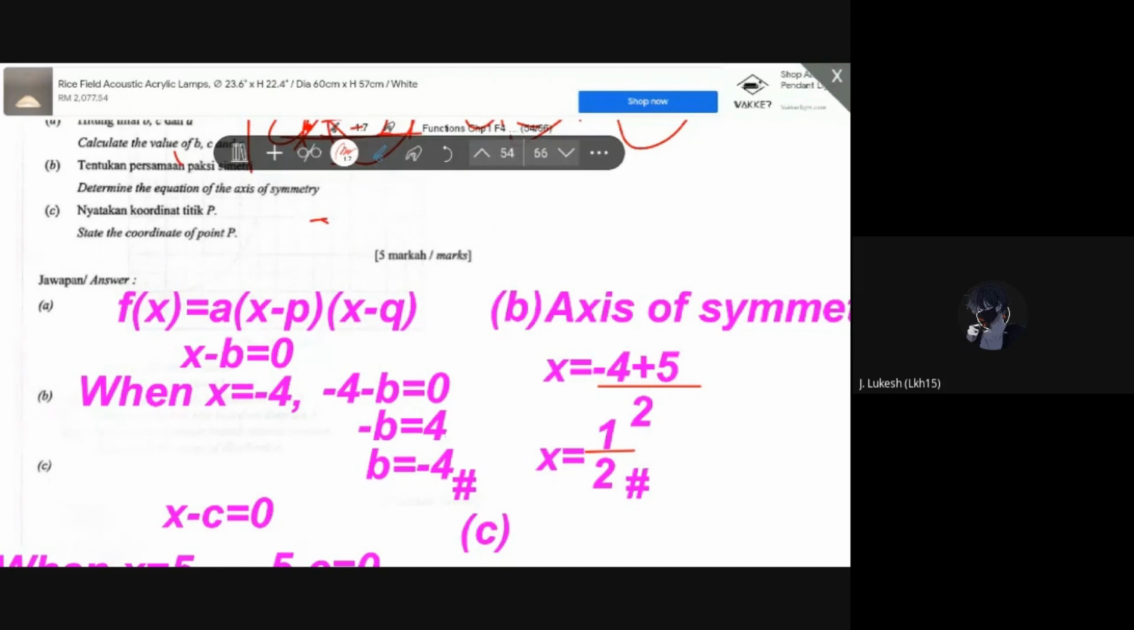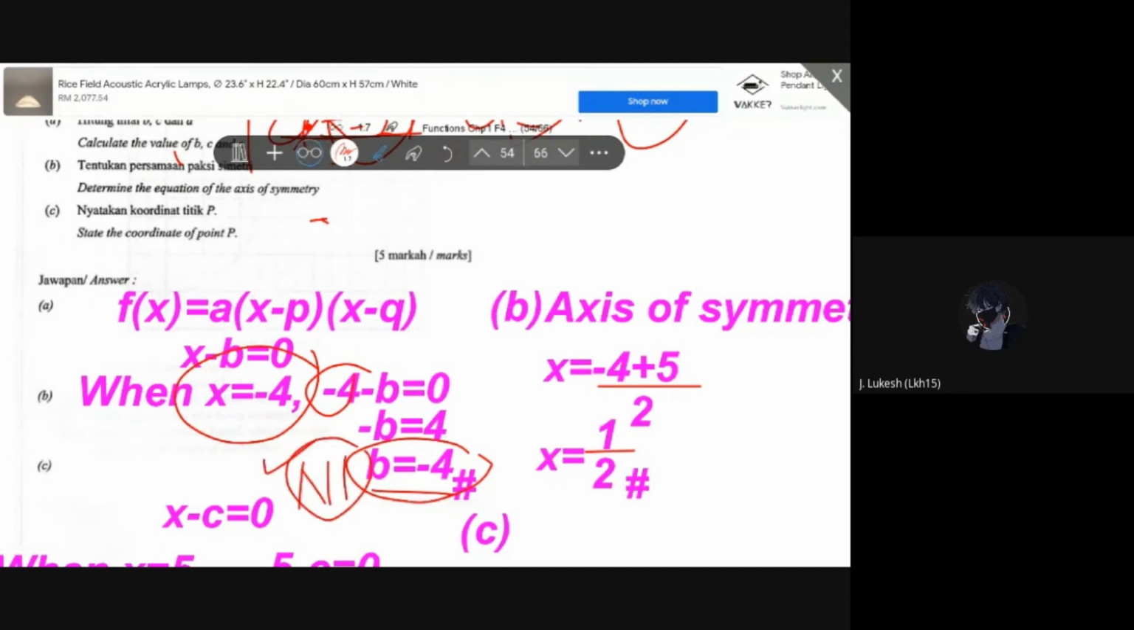Ya, betul. Correct. Very good. So you can gantikan sekarang. X sama dengan negative 4, kamu masukkan kat sini. You put here. You will get B equals negative 4. So if you can get B is negative 4, you get one mark over here.